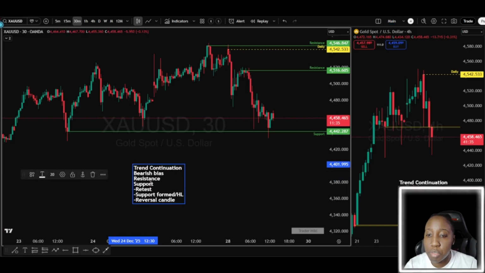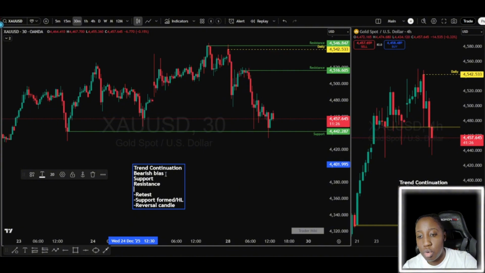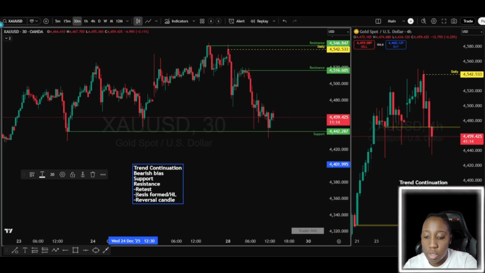You have the bearish bias, you have the support, and then a resistance formed. Resistance could be a lower high, and then you have the reversal candle as well. And for this one, really, it's better to have a big range, because then your targets are going to be back to the highs or back to the lows. And then maybe you get a breakout, and then you can take the breakout strategy as well.